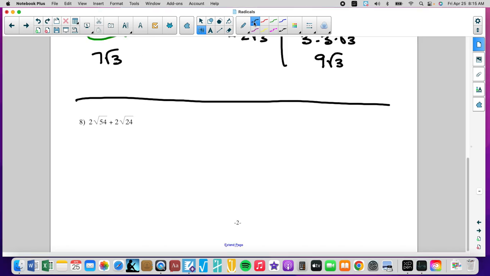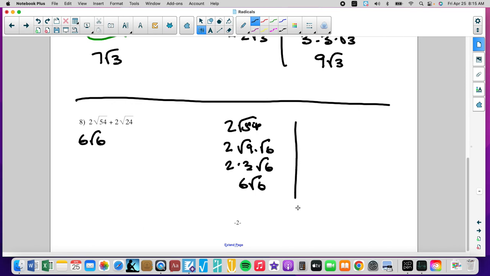Number 8, you're going to have 2 rad 54. And we're going to break that up, and we're going to break rad 54 into rad 9, rad 6. Rad 9 is a perfect square. And now the 2 and the 3 are outside, so we can multiply those. And 2 rad 54 will simplify to 6 rad 6.